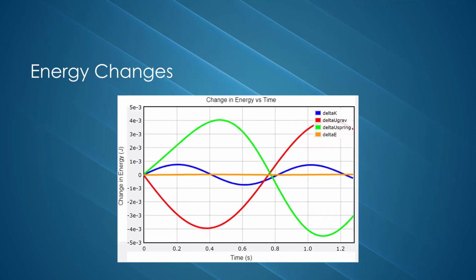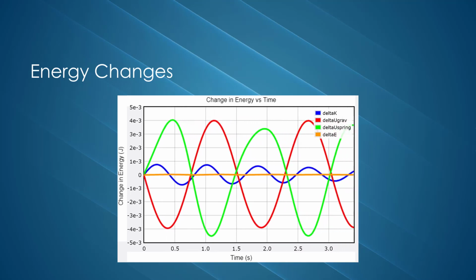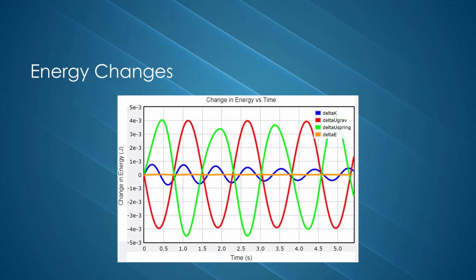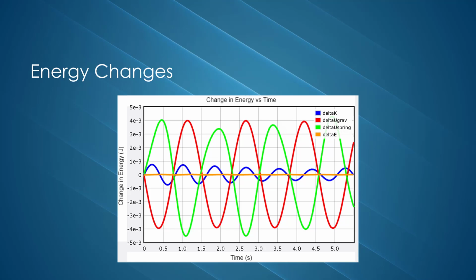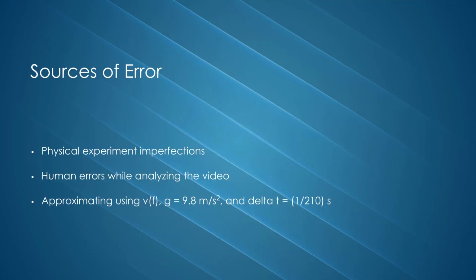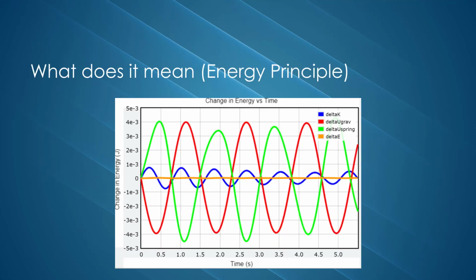Here's the graph of our change in energy over time. As you can see, the change in all of the individual energies is extremely wavy. However, when you get the sum of all those changes, it just becomes a flat line at 0. There are some potential sources of error. One of them is human error while analyzing the video, and some more are the approximations that occurred while we were using our model.